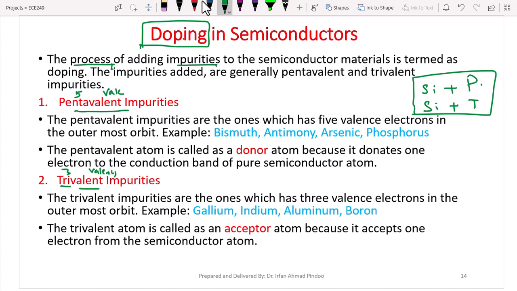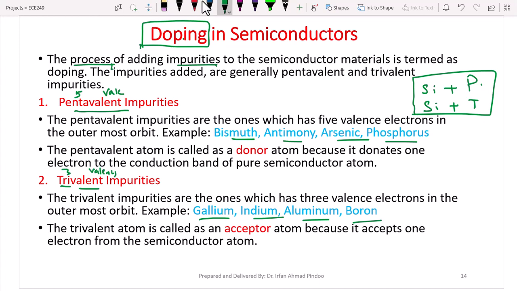Now the first thing that might again come in the MCQs sometimes is that you should know the examples. What are the examples of pentavalent impurities? What are the examples of trivalent impurities? For pentavalent impurities, the examples are bismuth, antimony, arsenic, phosphorus. They are all elements from group 15. Similarly, examples of trivalent impurities are indium, gallium, boron, and so on. They are all group 13 elements.